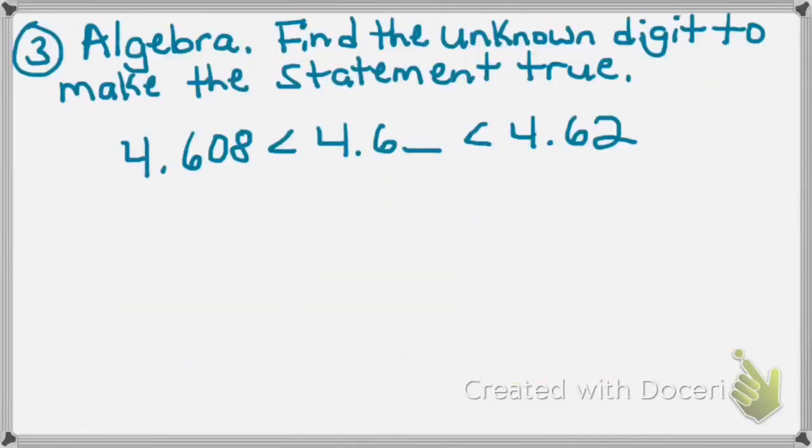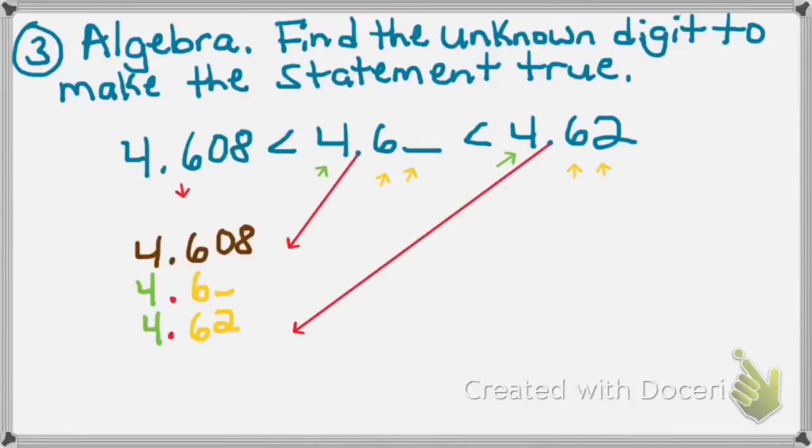When given an algebra problem with a comparison and asked to find the unknown digit to make the statement true, again, I rewrite my numbers vertically on top of each other, lining up my decimals. Then I fill in any place value zeros to make my columns equal. I decide what comparison I have in the original problem. In this case, my first number is less than my second number, which is less than my third number. So if my first number is less than the others, the first number is the least. The last number would be the greatest. I'm going from least to greatest.